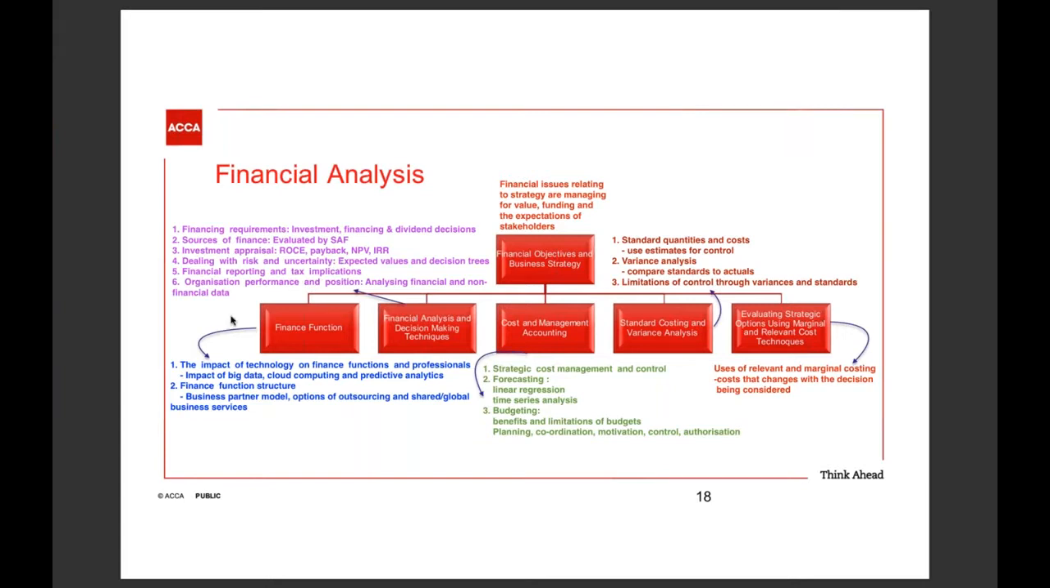And if you're dealing with all these risks and uncertainties, perhaps you have to go back to your expected values and decision trees, which might help you in dealing with risk and uncertainties. Sometimes you might want to look into financial reporting and the tax implications. And like I mentioned, there are times you may want to look into the organization's performance or the financial position of the company. This is where you'll be analyzing financial and non-financial data.